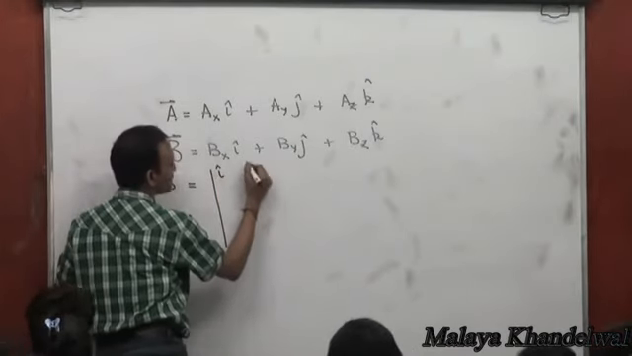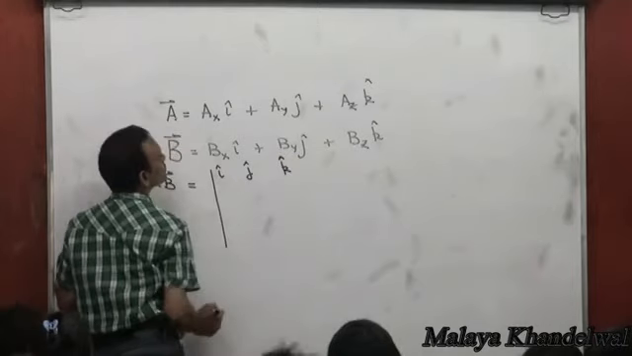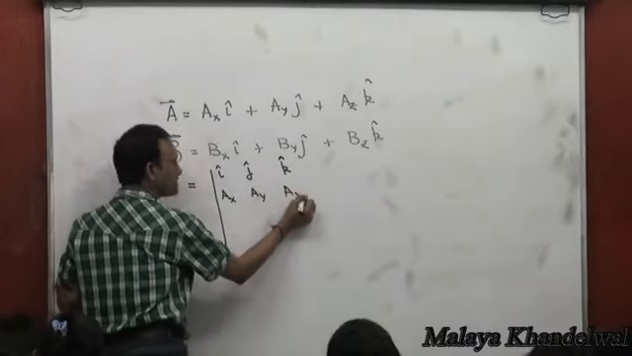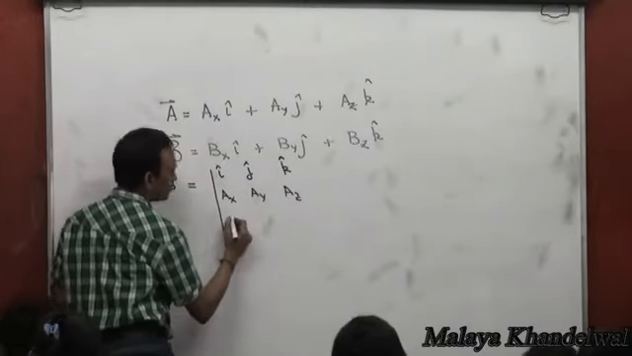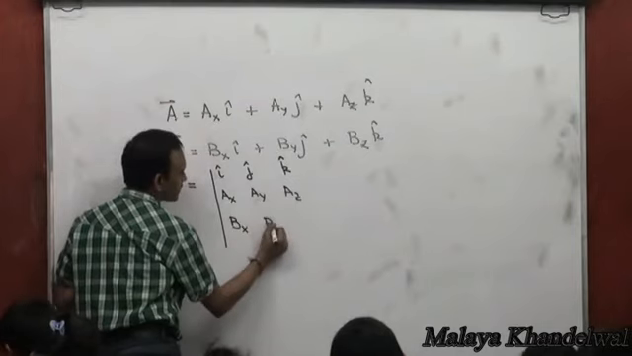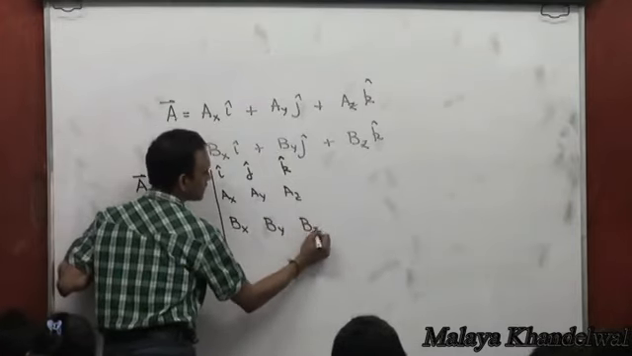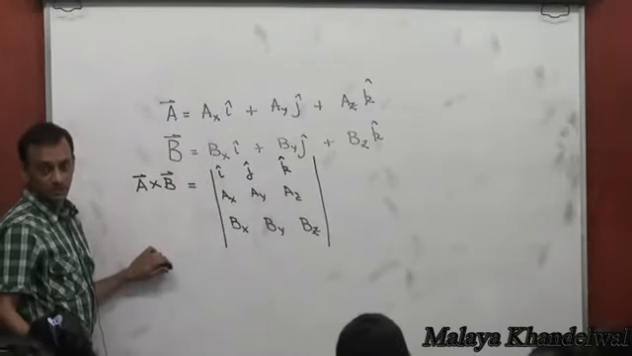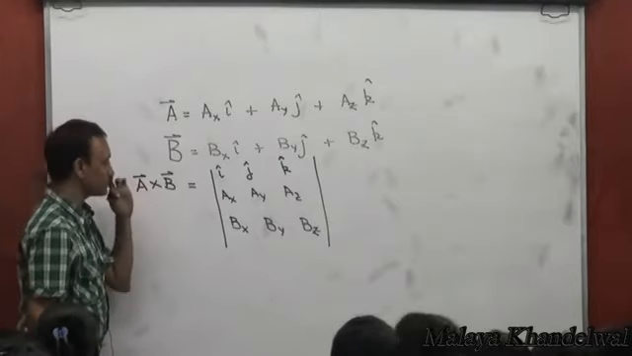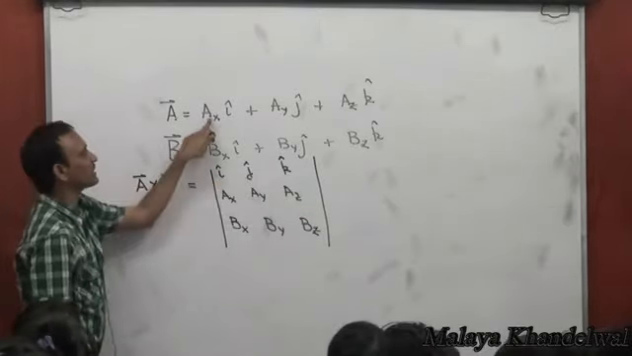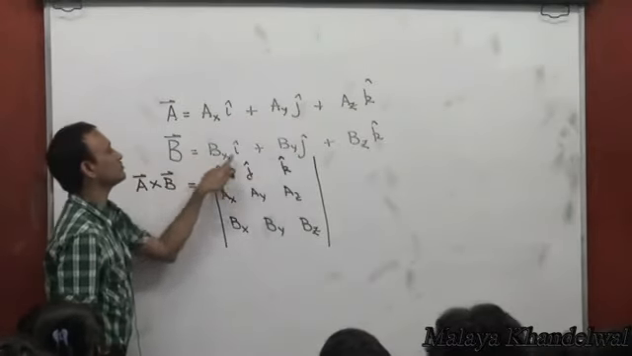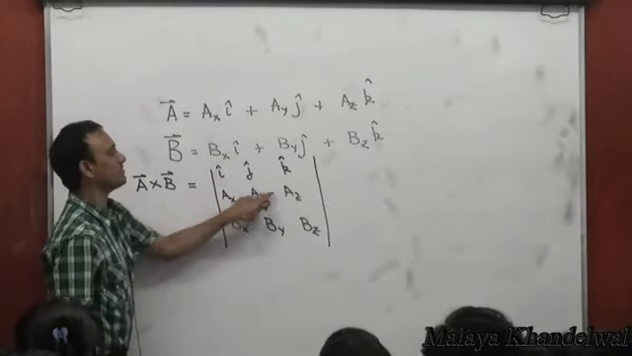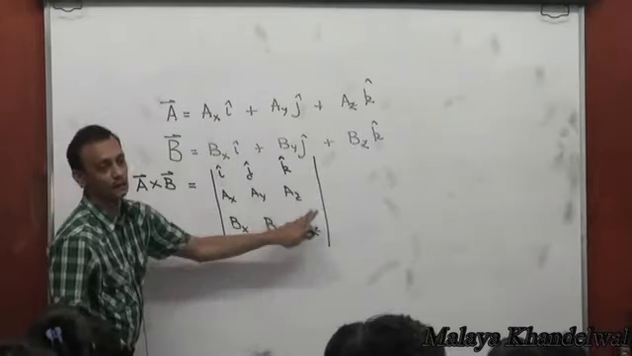The first row you write as i, j, k. The second row you write as ax, ay, az. It's easy to prove, but I'm not getting into that mess right now. The third row is bx, by, bz. A cross B will turn out to be this determinant. The first row is i, j, k, the second row would be ax, ay, az, the third row would be bx, by, bz. If it was B cross A, then the second row would be bx, by, bz and the third would be ax, ay, az.